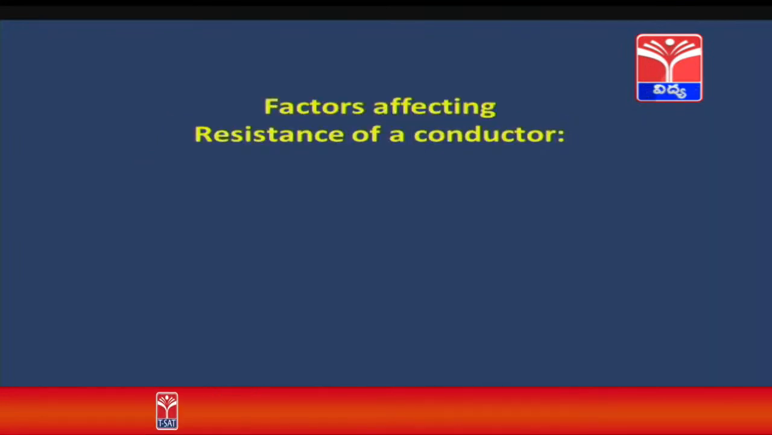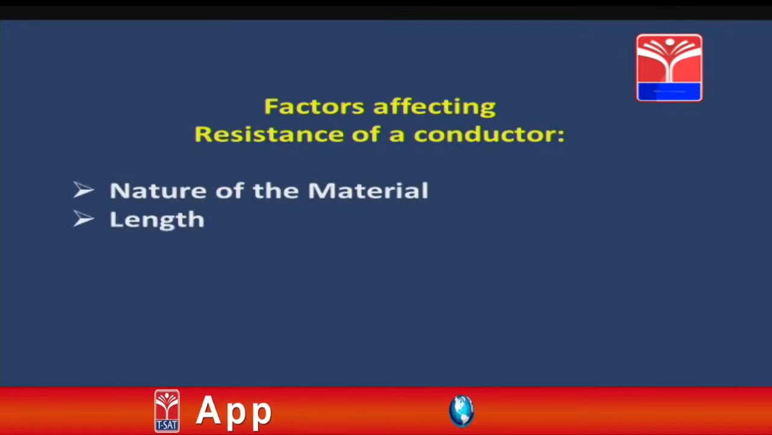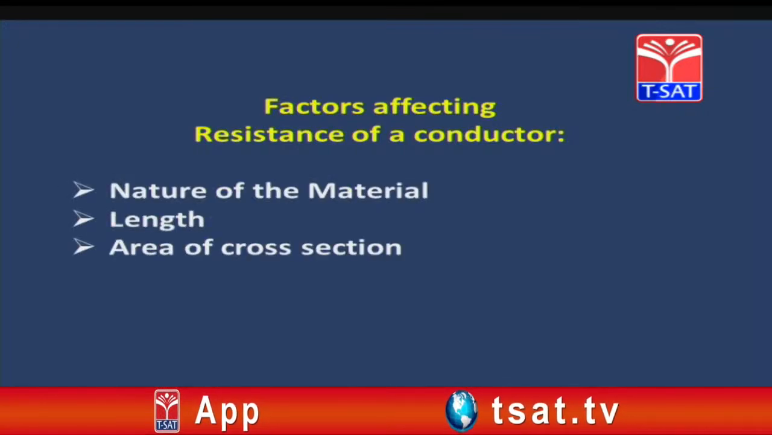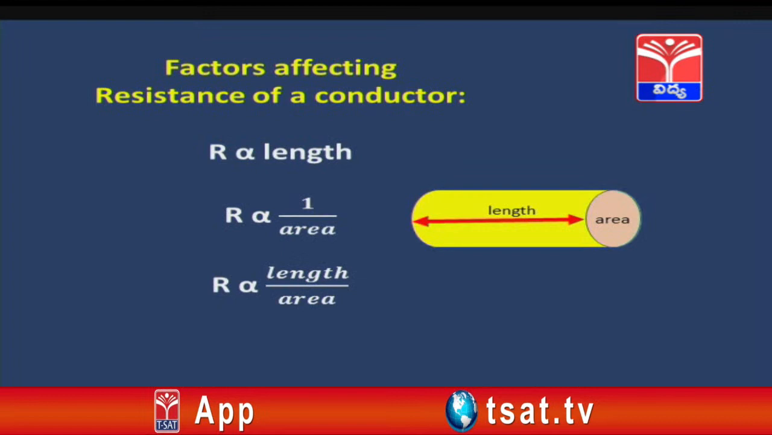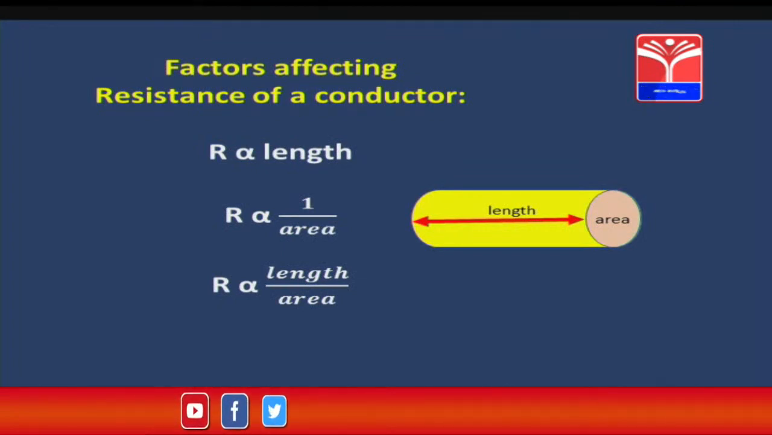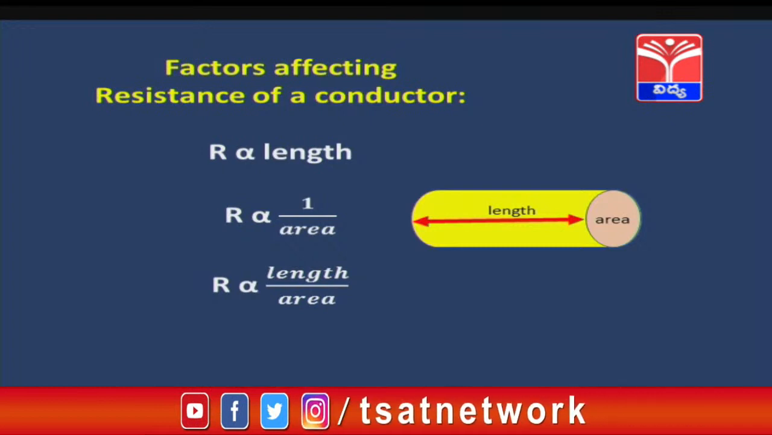Factors affecting resistance of a conductor: nature of the material, length and area of cross section. Resistance is directly proportional to length and inversely proportional to area of cross section. So, R is proportional to length by area.